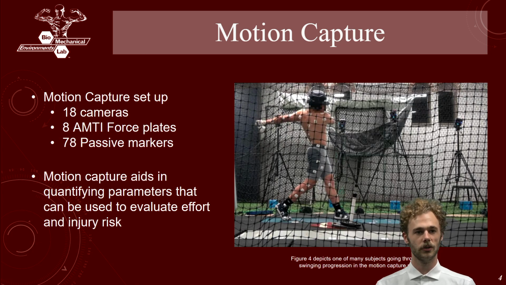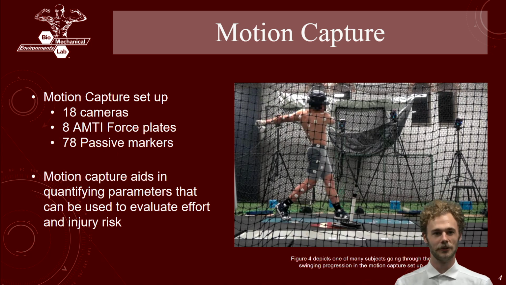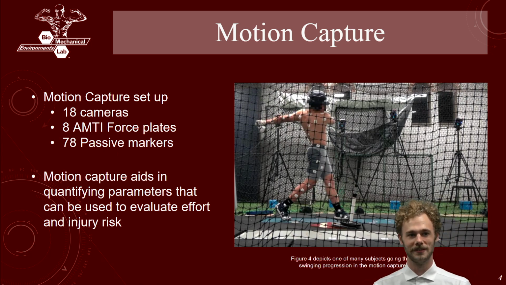So we used a motion capture setup to track the player's effort during the rehab process. This picture is a great example of our motion capture setup. We had 18 motion capture cameras, 4 of which you can see in the photo, encircling our batting subject. We have 8 AMTI force plates, which are located beneath the subject. And then finally, we have our 78 passive markers placed all along the subject.